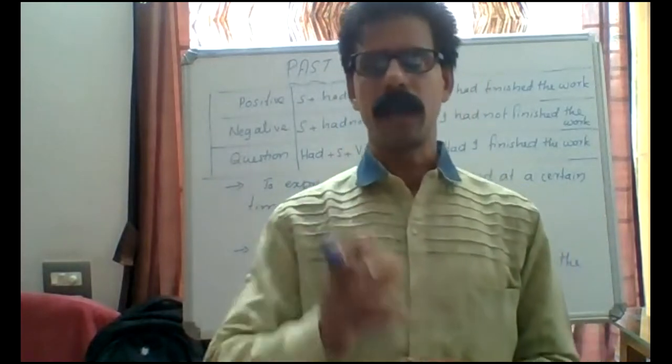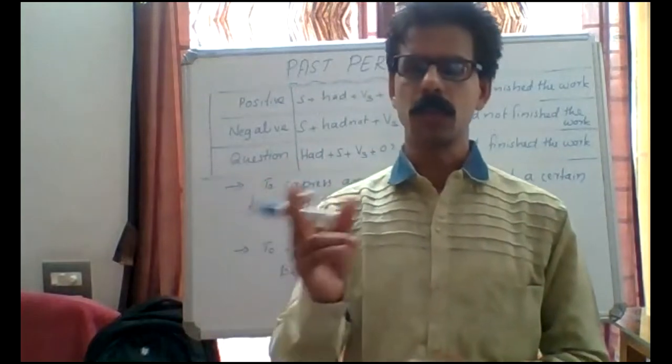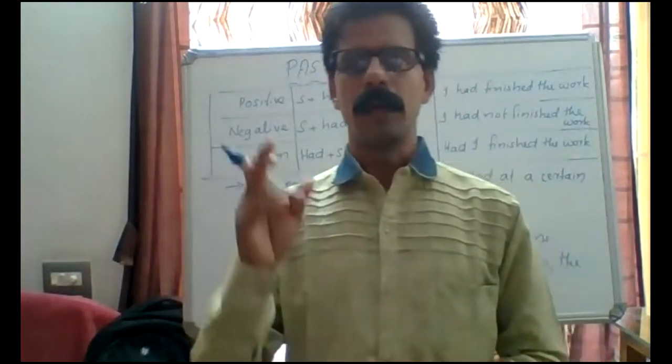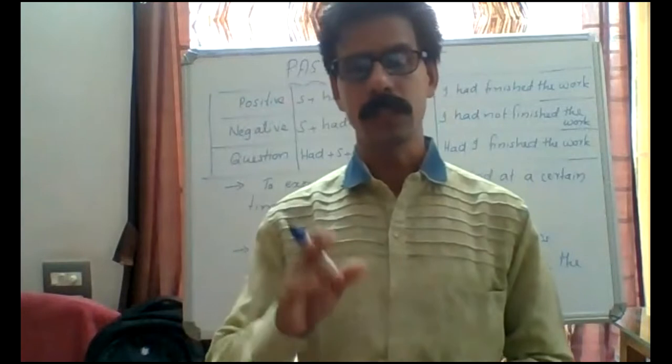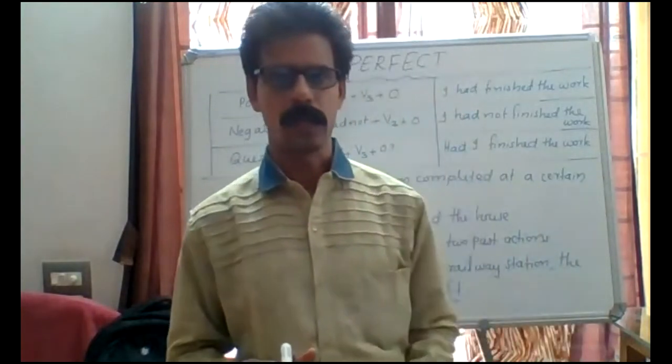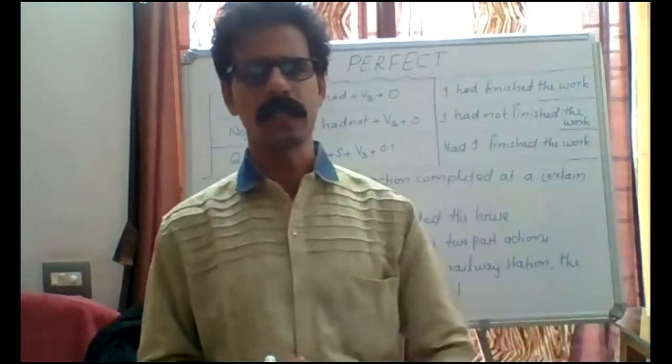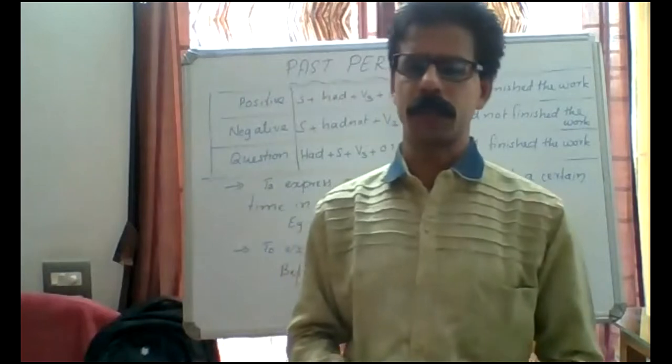So we can find that the V3 form, the third form of the verb, can also be used as an adjective in certain cases. So this is an extra point I want to tell you before we go to this tense form. Let us see what is the structure of this past perfect.